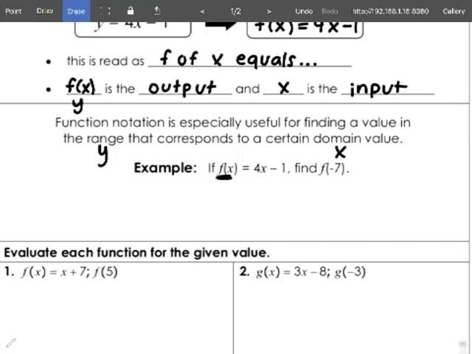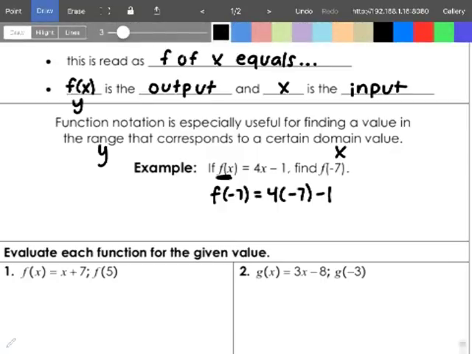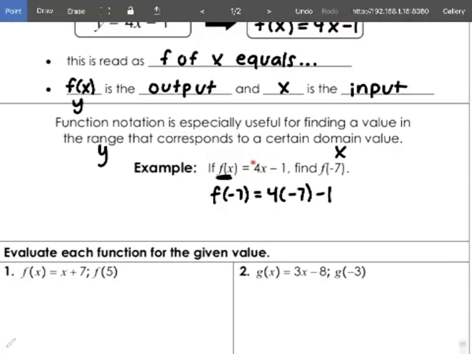Okay, so this is what it's going to look like. F of negative 7 equals, every time I see an x, I'm going to plug in a negative 7. 4 times negative 7 minus 1. Why did I put 4 times negative 7? Because this says 4x. That's multiplication. 4 times, well, my x here is negative 7. So plug in negative 7 and then minus 1. So I'm just substituting negative 7 in for x here.